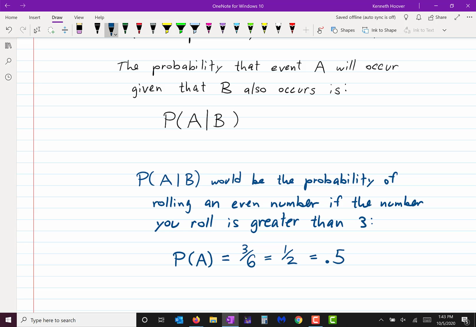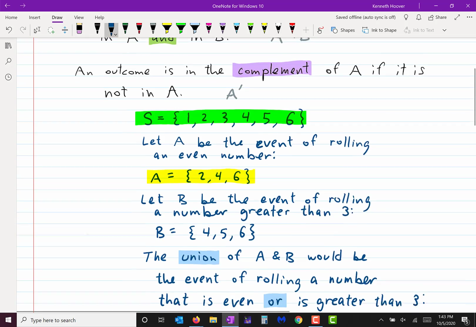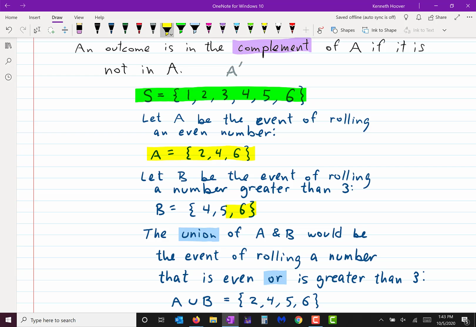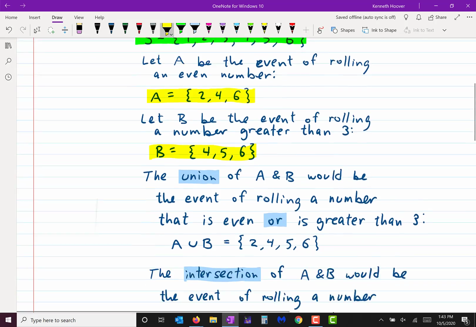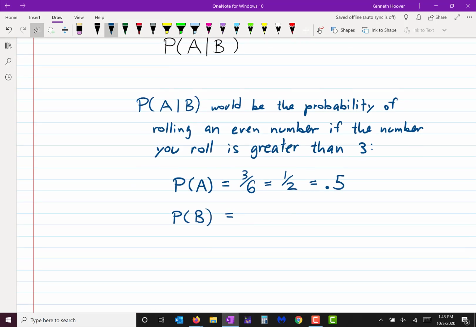Let's practice that with B. Let's find the probability of B. Again, that's just the number of outcomes in B divided by the number of outcomes in the sample space. B also has 3 outcomes, so that probability will also be 3 over 6, which is equal to a half, or if you prefer decimals, that's 0.5.